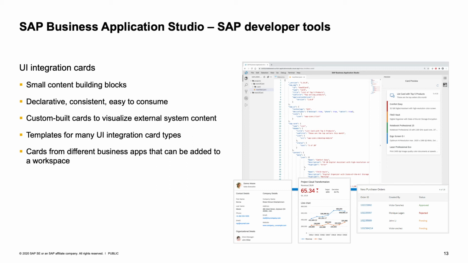So you can either integrate, for example, a third-party ticketing system or another learning environment into your environment. It's seamless next to other content coming from SAP or web content. There are templates available for many UI integration card types. You see some examples below on the screenshot, such as an object card, an analytical card, and a table card. So cards from different business applications can be added to the workspace. This is what we saw with the page builder and the widgets that can be added in the demo as well.